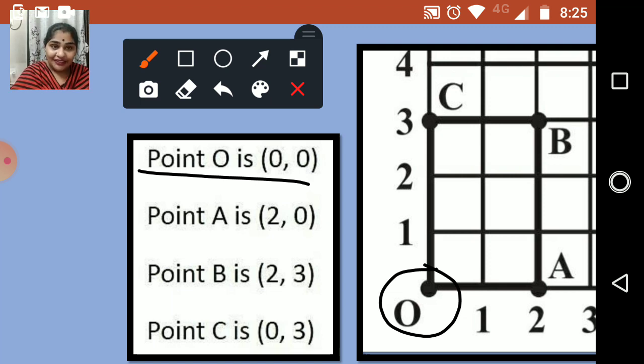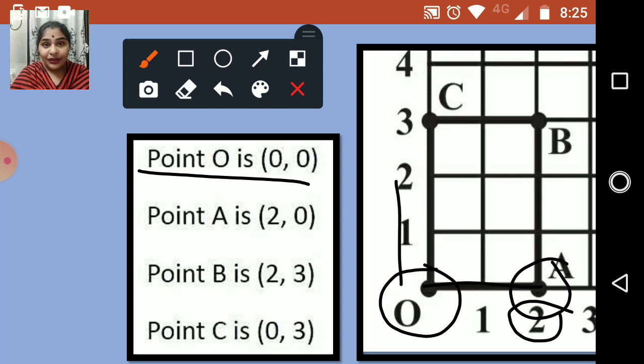Similarly, point A we will take, children. Next is, you can see here is the vertex A. Okay, and here you can see it is at point 2 on x-axis, right? And y-axis we are not going anywhere ahead, right? That is on the top we are not going. So y will be 0 and x will be 2. So how do we write? We write x first. So it will be 2, 0. So point A, what are the coordinates? 2, 0. That is x coordinate is 2 and y coordinate is 0.